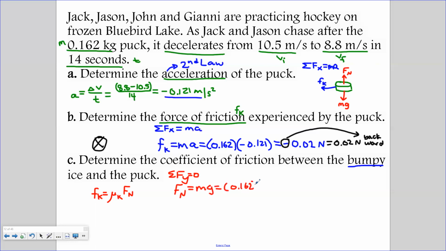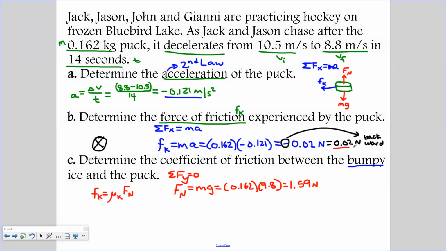which is 0.162 times our magical 9.8. Hopefully you know by now 9.8 is not a force, it's an acceleration. That gives us a weight of 1.59 newtons, which is also the normal force. Okay, so we can plug that back into our equation here.